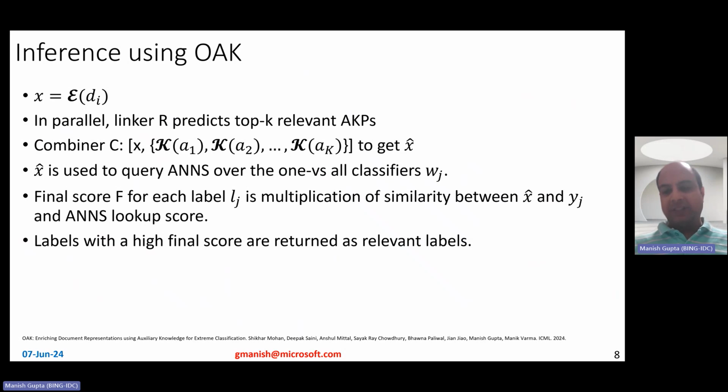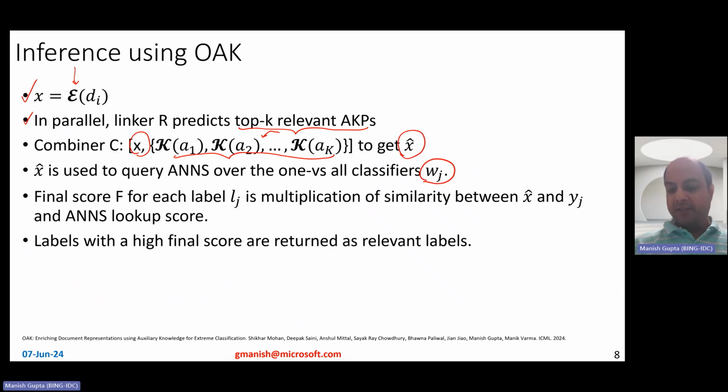Now, inferencing for OAK is super simple. You start with the document and pass it to the encoder, in our case the Distilbert encoder, and get the encoder representation. In parallel, you also pass the document to the linker, which gives you the top K relevant AKPs. You look up the knowledge bank, get those representations which have been trained over iterations, and then use the combiner C to combine the representation X for the document with those AKP representations to get X hat.